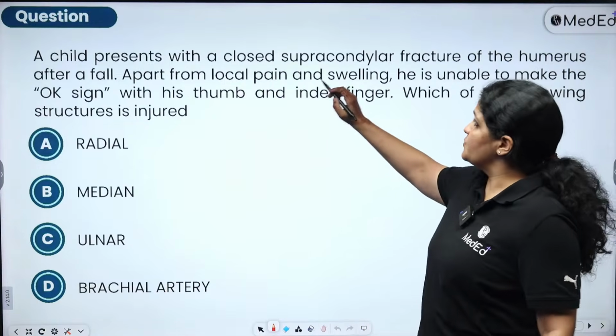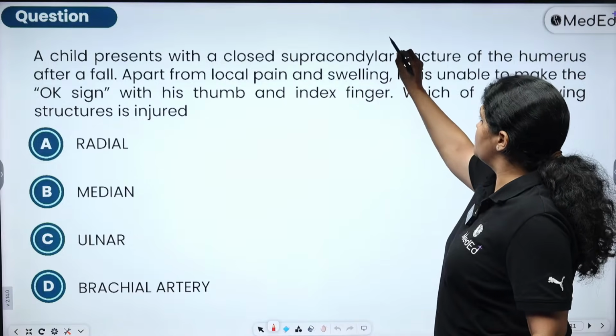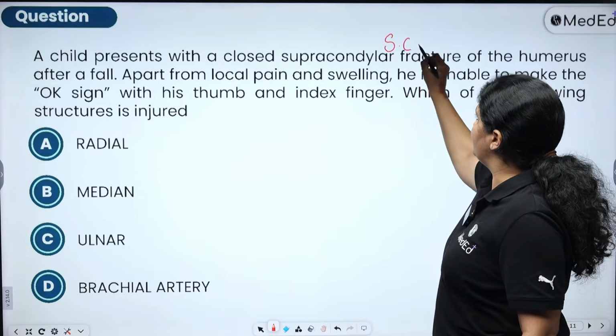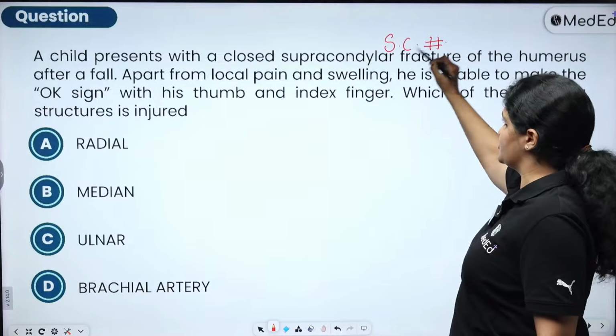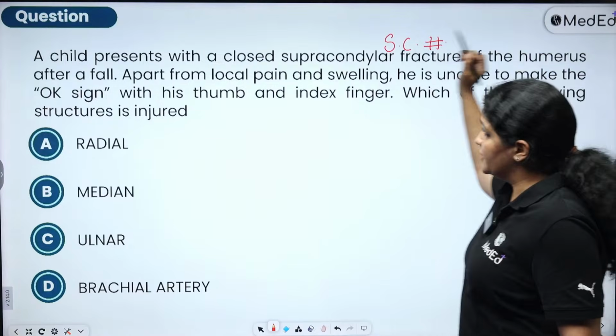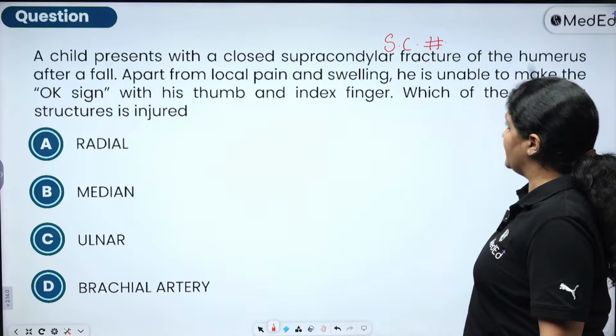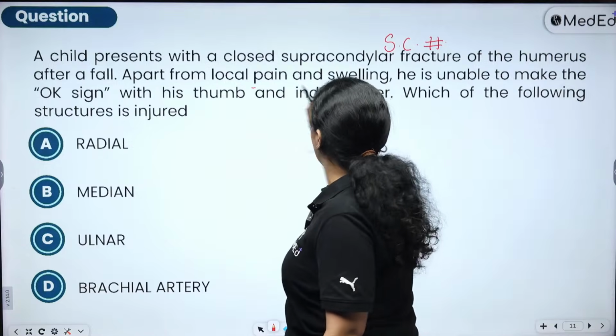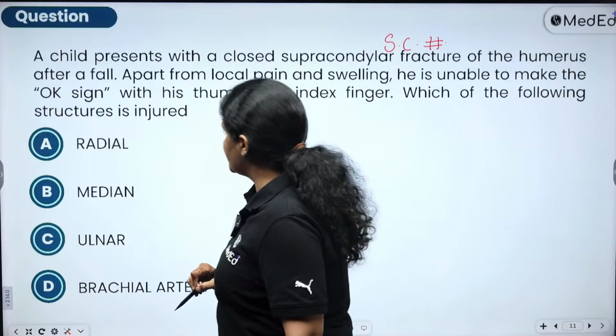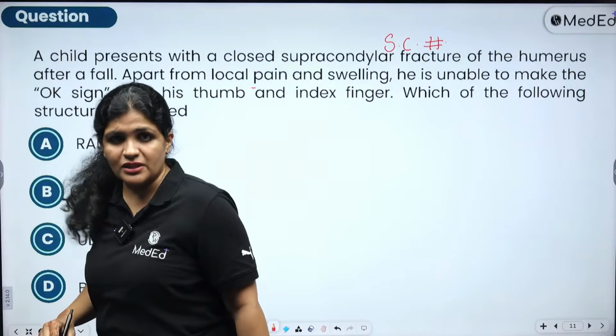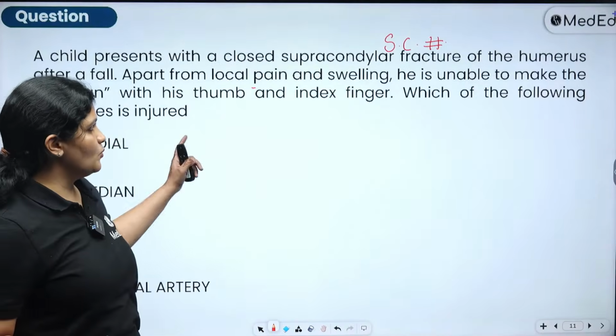A child presents with a closed supracondylar fracture of the humerus after a fall. Very important, supracondylar fracture. In every exam there is a question about this. Okay, apart from the local pain and swelling, he is unable to make the OK sign with his thumb and index finger. Which of the following structures is injured? So this is a direct INICET question. What would be the answer?